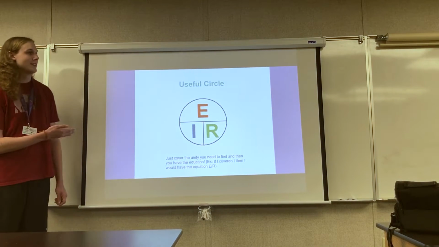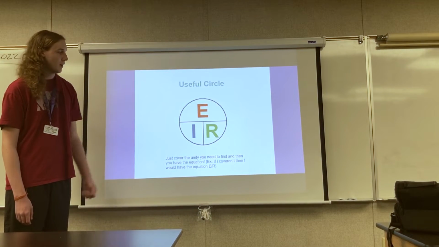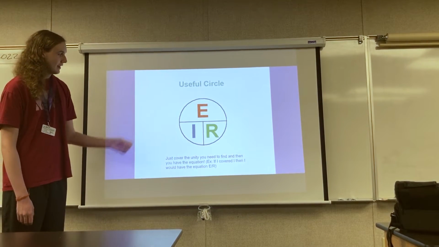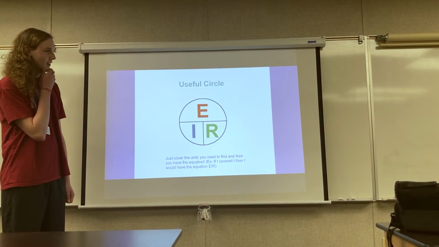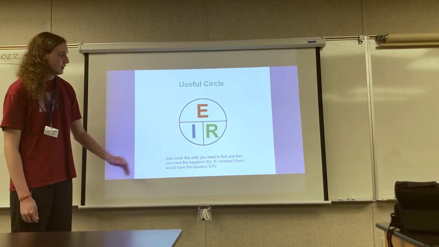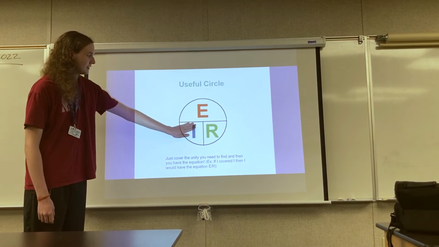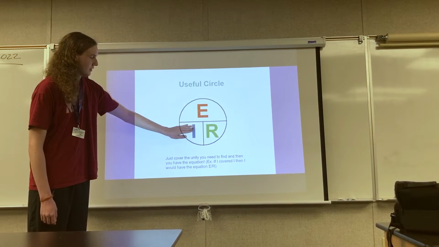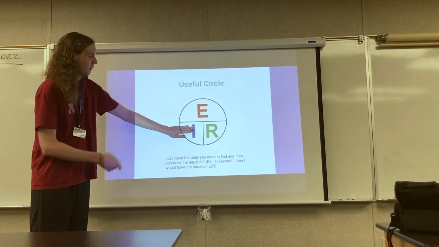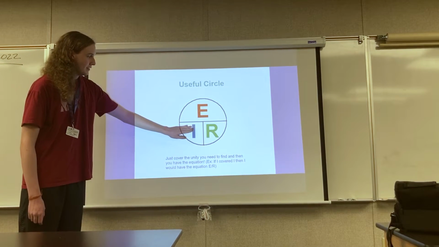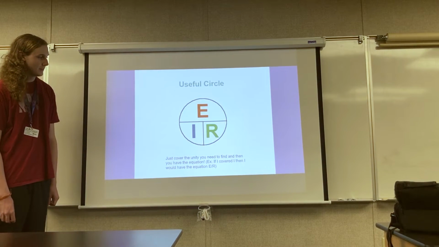So this is a useful circle. In this, R is for ohms, resistance. E is for voltage, and I is for amperage. You can cover different components of the circle, and then you can find the equation. If you cover this, you'll see that the equation you get is E over R. So you can use it as a quick guide to find different useful electronics equations.